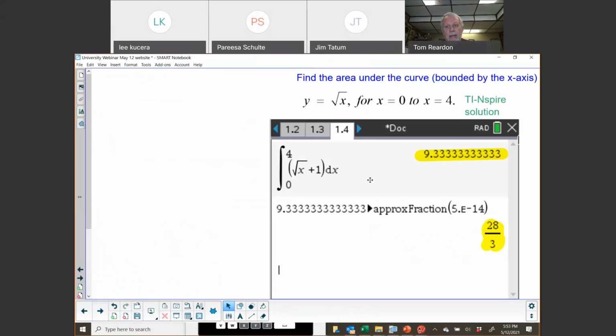And then using the Nspire, notice the Nspire has a little bit better, closer answer. And I actually said, go ahead and approximate that to a fraction and got the exact answer of 28/3. Again, this is the Nspire non-CAS, a little bit more powerful than the 84 version was.